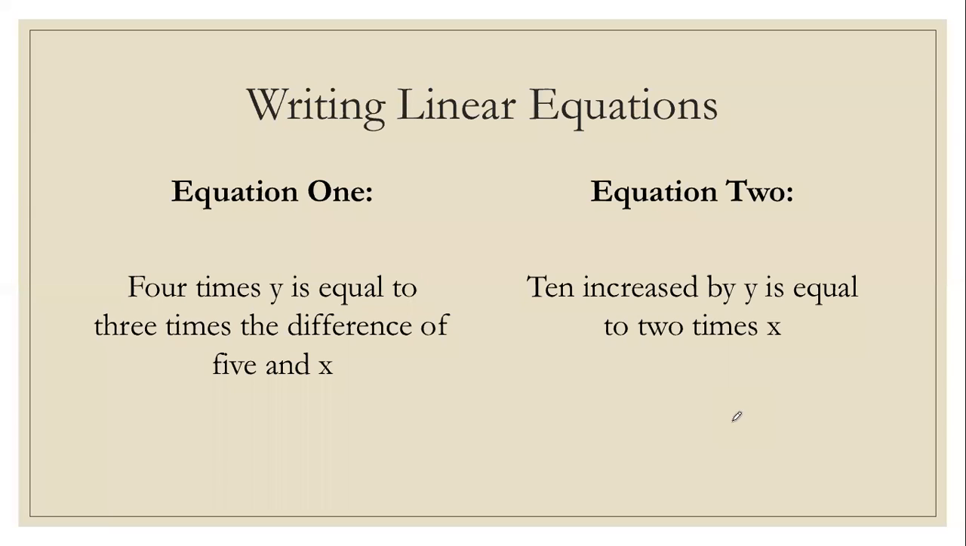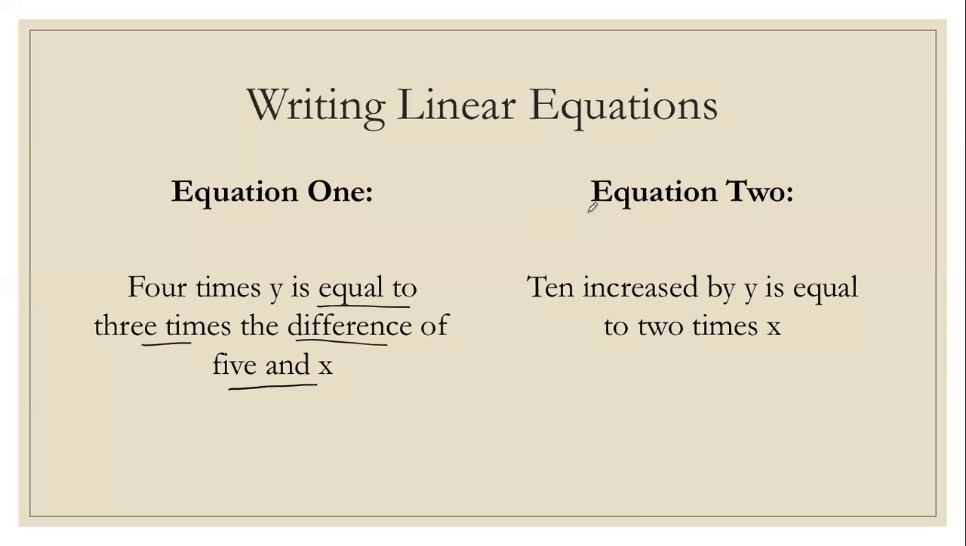Okay? So let's look at some very not hard examples first, okay? So we're going to read equation 1. And from equation 1, we're going to see what equation we get from it, from the description. 4 times y is equal to 3 times the difference of 5 and x.